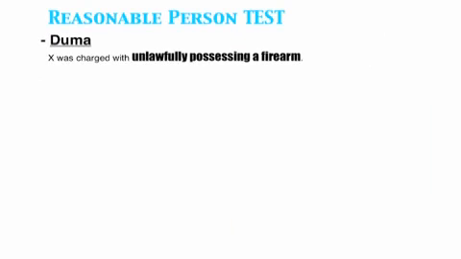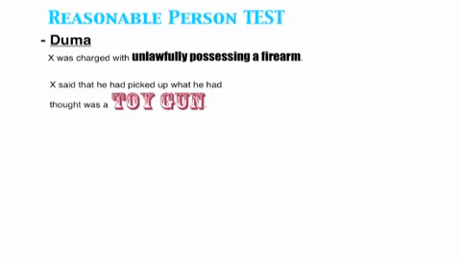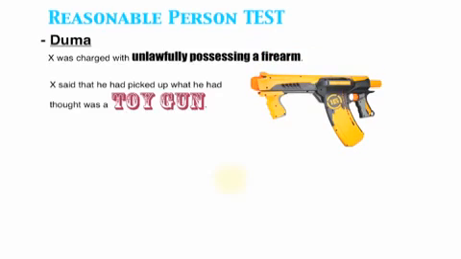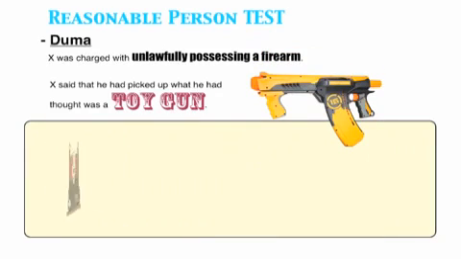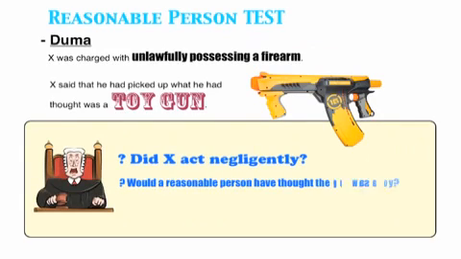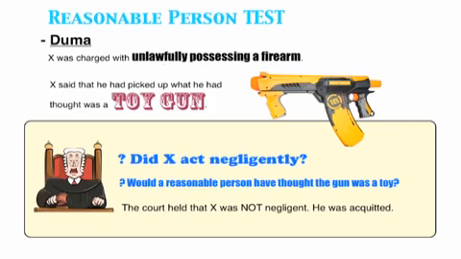In the case of Duma, X was charged with unlawfully possessing a firearm. X said that he had picked up what he had thought was a toy gun. The question before the state was whether X had acted negligently. The question was whether a reasonable person would have thought that the gun was a toy. The court held that X was not negligent, and he was therefore acquitted.